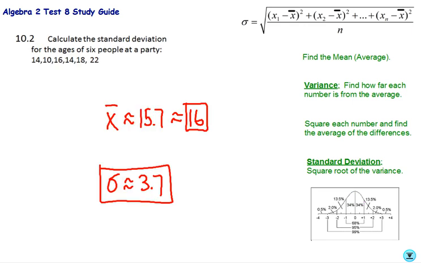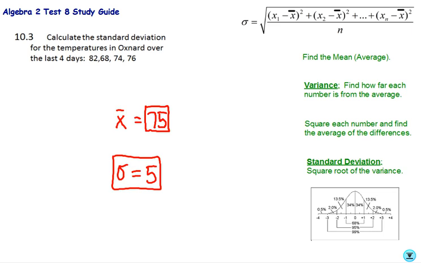All right, so let's see what you got there. For 10.2, when you did it on the calculator, you should have got an average of 15.7, so round it to 16. And then if you do that, you'll get a standard deviation of 3.7. And then on 10.3, this one worked out real nice and clean. There were no decimals on it. I don't necessarily plan for that, but hey, it worked out. So the average is exactly 75, no decimal. And then the standard deviation on that would be 5. No decimal on that one either.